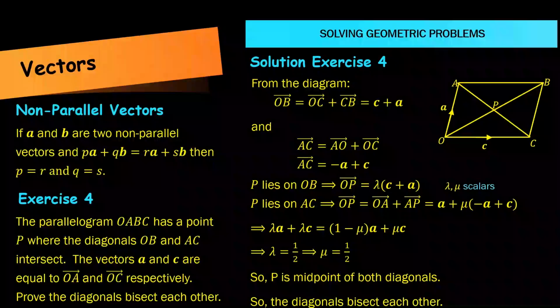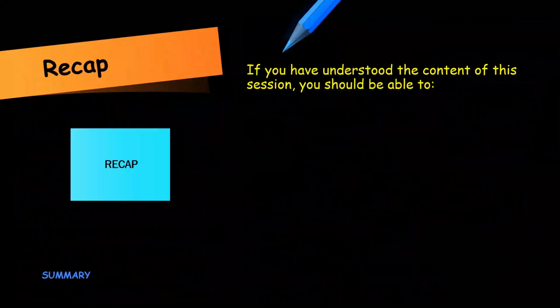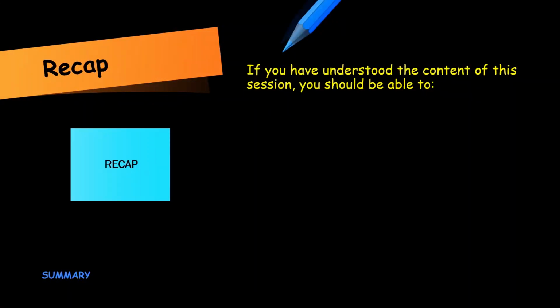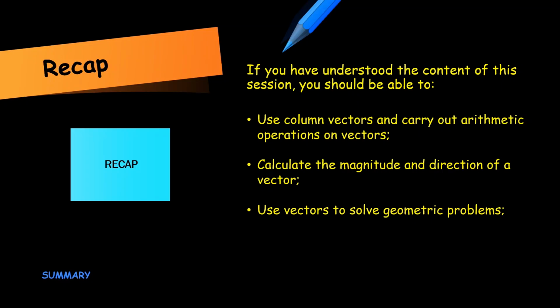This brings us to the end of this session. If you have understood its contents, you should be able to use column vectors and carry out arithmetic operations on vectors, calculate the magnitude and direction of a vector, use vectors to solve geometric problems, and find the position vector of a point dividing a line segment in a given ratio.